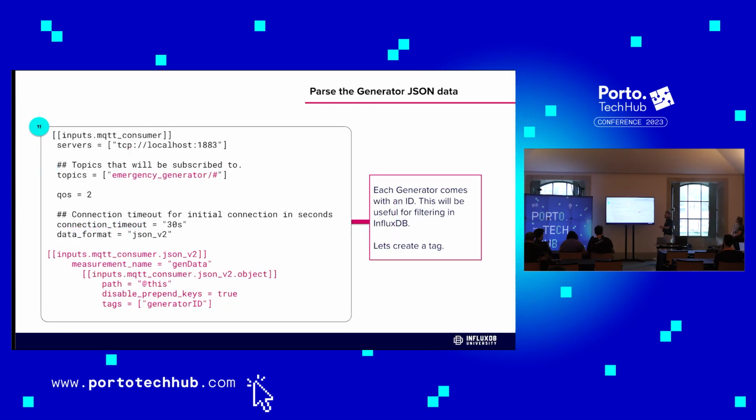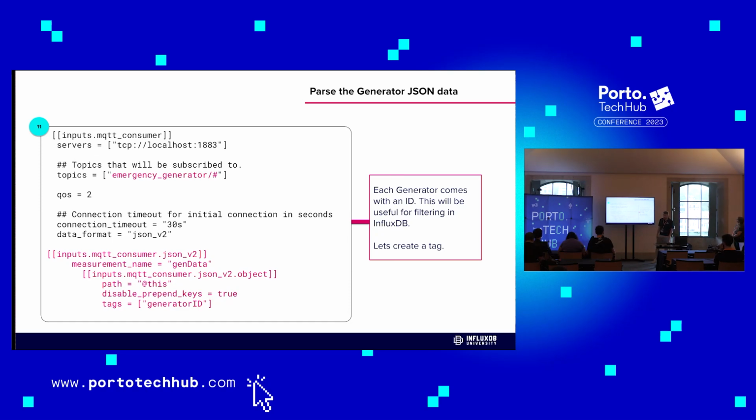So, the things that we're going to change: we're going to use a topic called emergency generator, and we're still going to use that hash because, as you saw before, each generator is writing underneath that parent emergency generator under their own unique ID. So each generator has generator 1, generator 2, generator 3, and so we want to subscribe to all of those child topics under that generator. So that's what we're doing there.